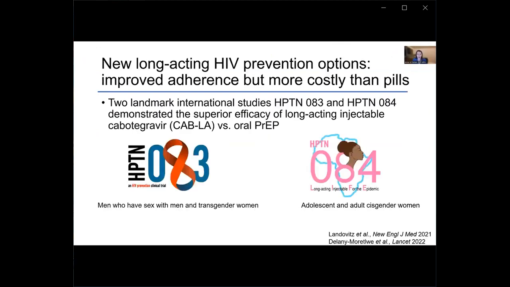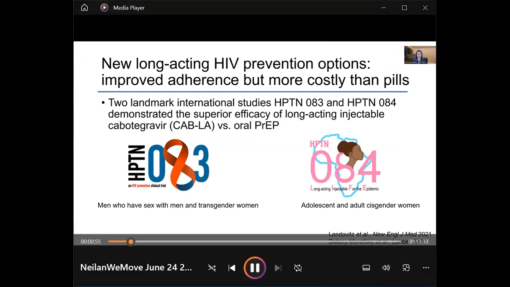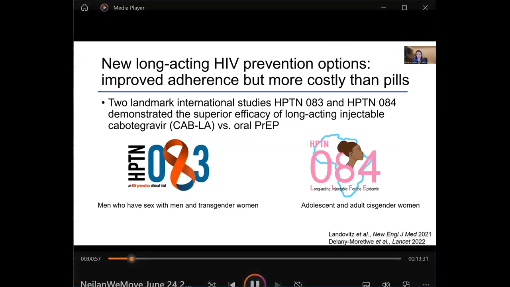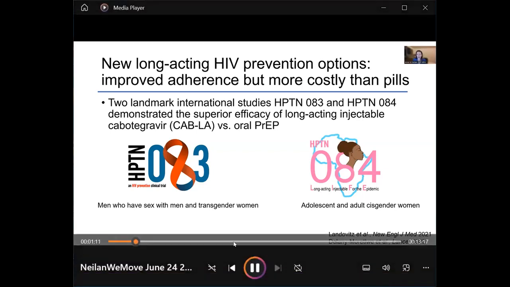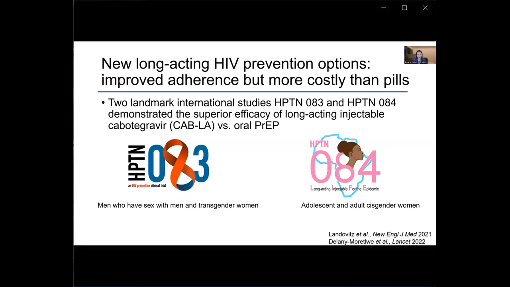As this audience knows well, new long-acting options are very promising for prevention. Medications injectable every 1 month can improve adherence, but are more costly than pills. Recent landmark clinical studies show 70% efficacy of long-acting injectable PrEP among men who have sex with men and transgender women, and among adolescent and adult cisgender women.